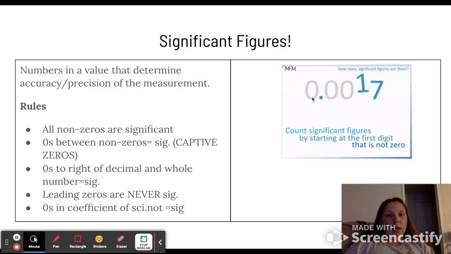So if you look here, this number, 0.0017, all these zeros up front are leading zeros, which means they are not significant. But this 1 and this 7 are non-zeros. They are significant. So in this number, there are only 2 significant figures.